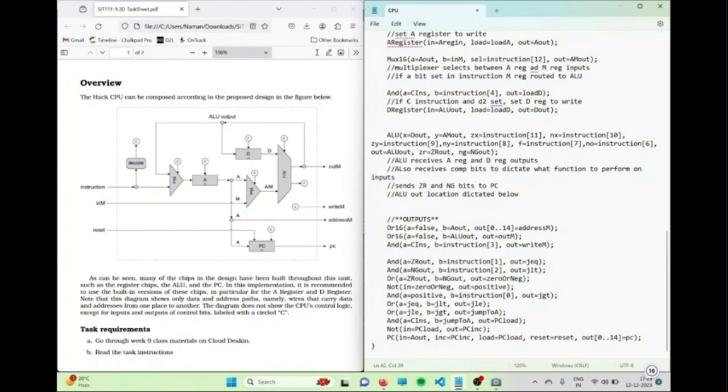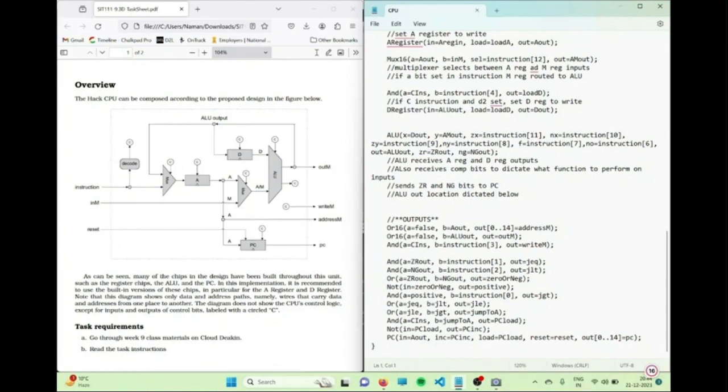Now we have come to the output parts. In the next code, the load bit of the CPU is determined by the jump bits and the ALU outputs. These further lines of code determine the jump condition and check the ALU output. If the instruction is a C instruction and conditions are met, then the PC is loaded with the value. That asks the CPU to jump to the specified value. If the PC is not loaded, then the PC is incremented.